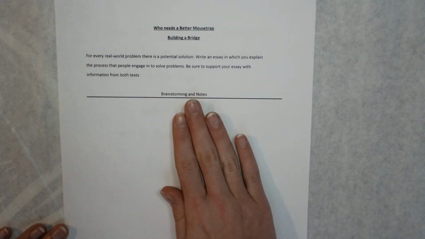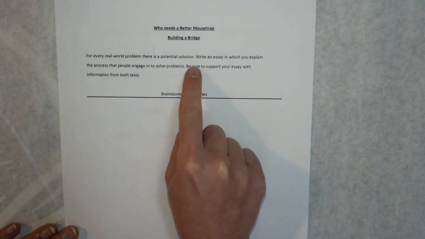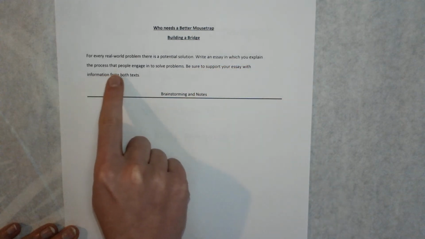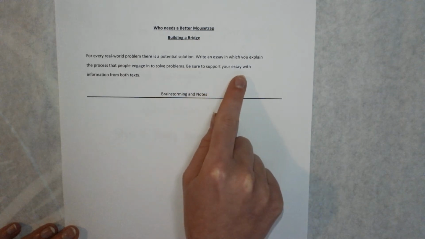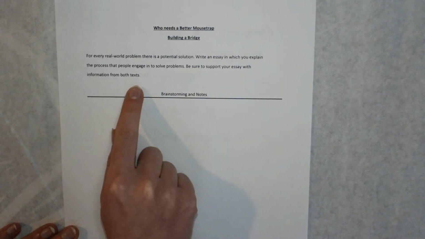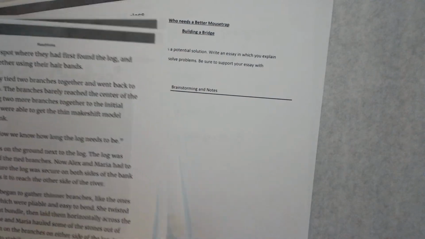I know you're already very familiar. Remember, this is in Google Classroom attached to the assignment. The prompt is, for every real-world problem, there is a potential solution. Write an essay in which you explain the process that people engage in to solve problems. Be sure to support your essay with information from both texts. Remember, our 2 texts are Building a Bridge and Who Needs a Better Mousetrap?